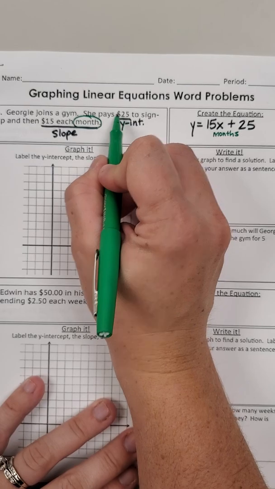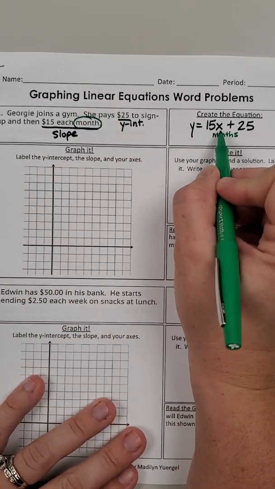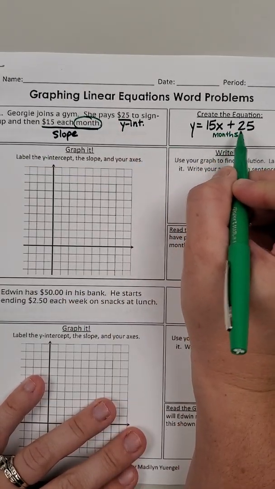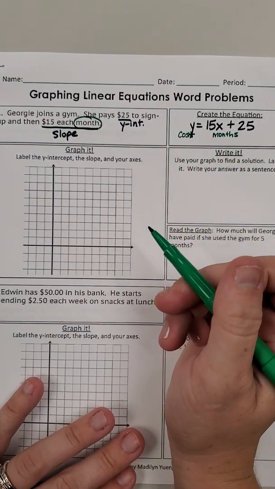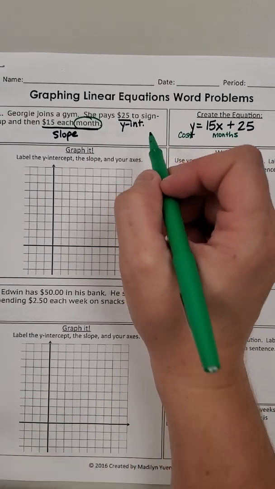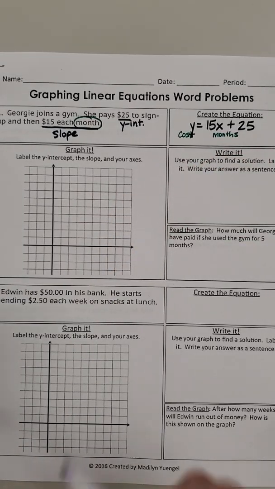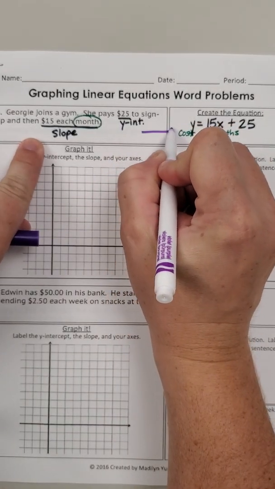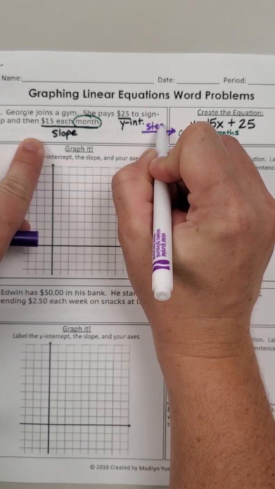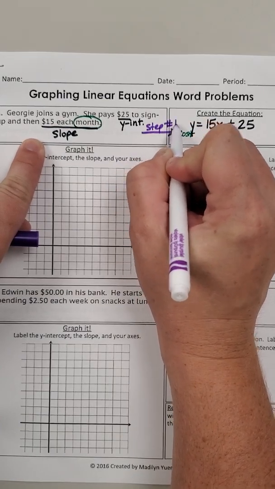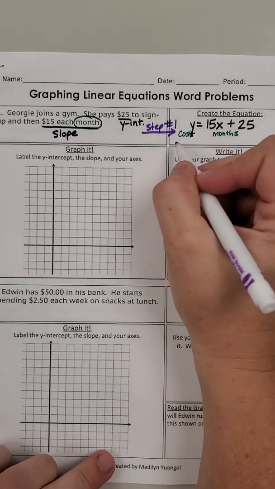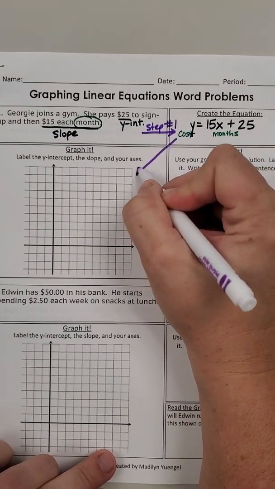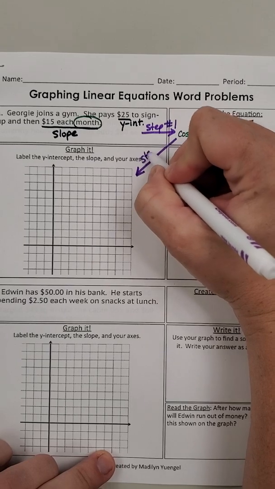And then anytime that I'm dealing with money, so based off of how many months I'm a part of this gym would be the cost that I have to pay. So this was my first step. I went from my word problem and I made an equation. So this is step number 1. From there, from my equation, I am going to actually graph it. So this is step number 2.